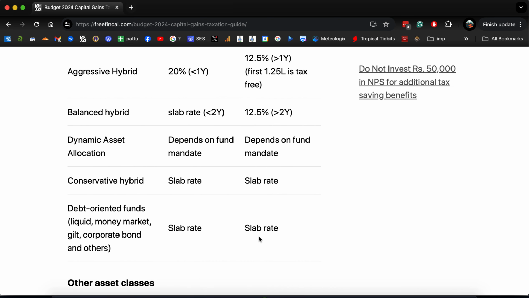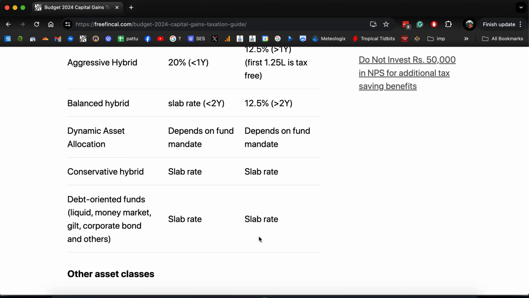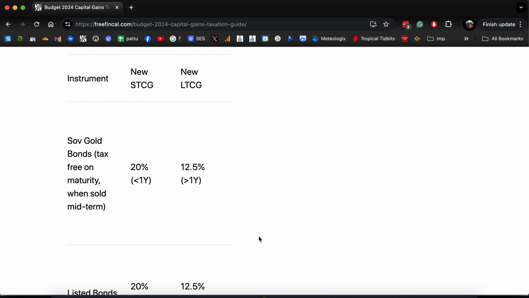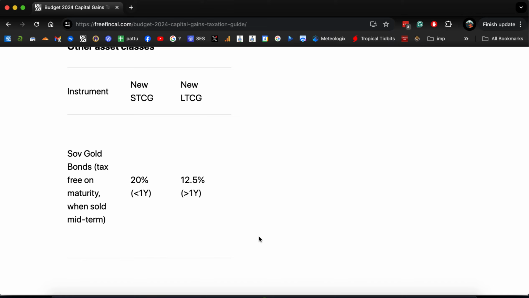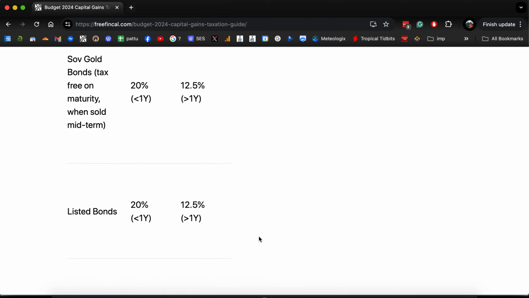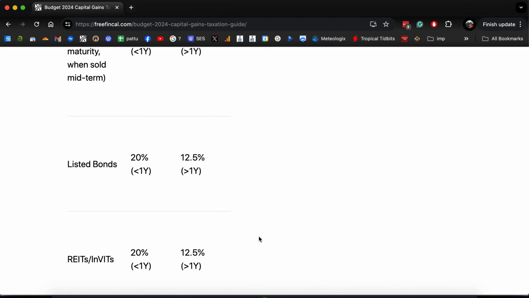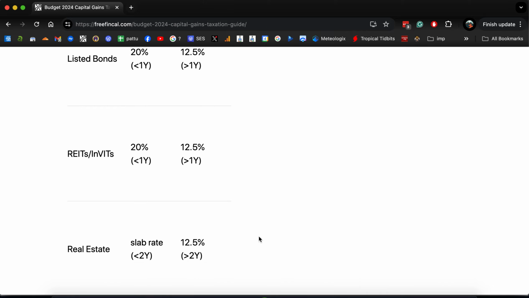Dynamic asset allocation, it depends on the fund mandate. It could be debt oriented or equity oriented or balanced, we don't know that. Conservative hybrid, always at slab rate. Debt oriented funds, liquid funds, gilt funds, money market funds, corporate bond funds, PSU funds, etc., all at slab rate. Other asset classes: sovereign gold bond, it is tax free on maturity, but if you want to sell it mid-term, it is 20% tax less than 1 year and 12.5% tax greater than 1 year. Listed bonds, 20% less than 1 year, 12.5% greater than 1 year. Rights and InvITs, 20% less than 1 year, 12.5% greater than 1 year.